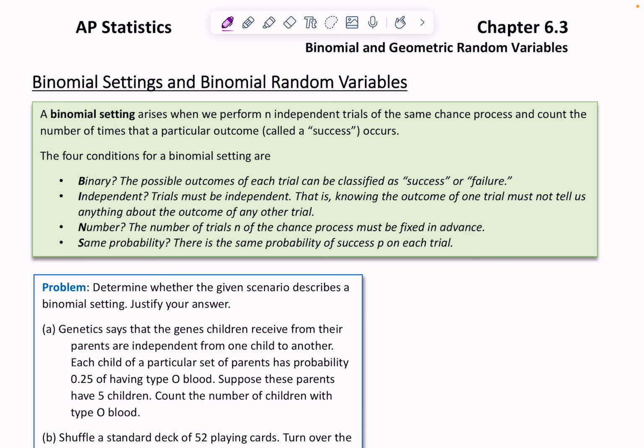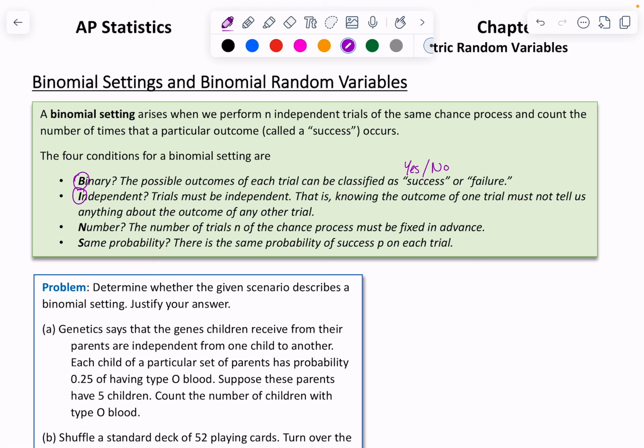So the first thing is: is the question a binary question? Do we have success or failure, like a yes or no type of question? Okay, that's what we're looking for. The second thing: are the events independent of each other? Are the trials such that the outcome of one has nothing to do with the outcome of the other? So, binary, independent.